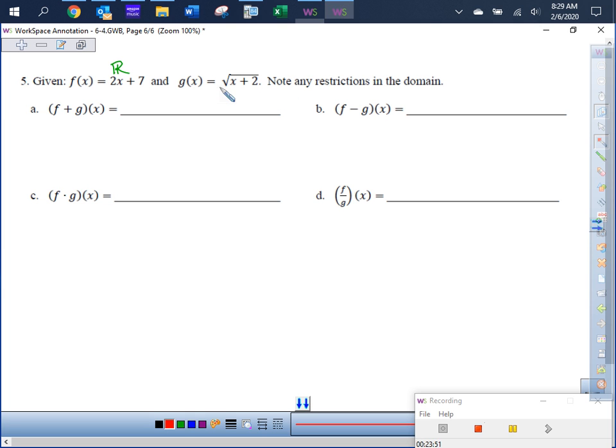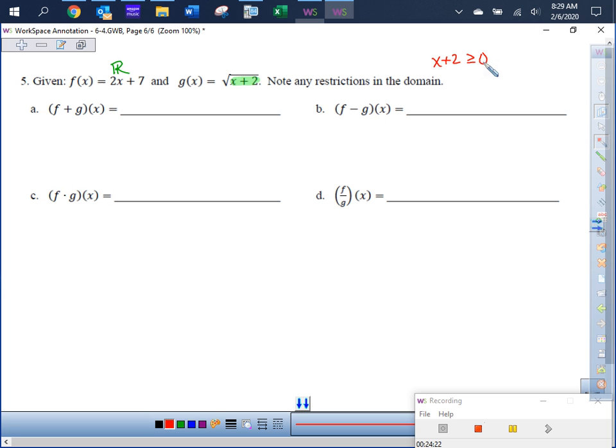What can't you take the square root of, guys? What is something you can't take in the real number system? I can take the square root of 0, but what can't you take the square root of? Negative numbers. So here's what we'll do. Let's take this homeboy, whatever is under the radical, off to the side, just the x plus 2, and let's see if you can tell me what this says.